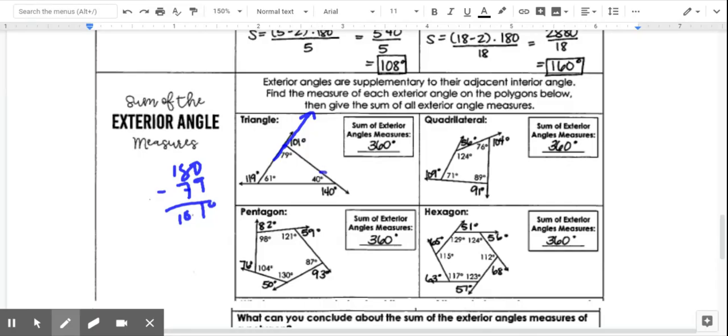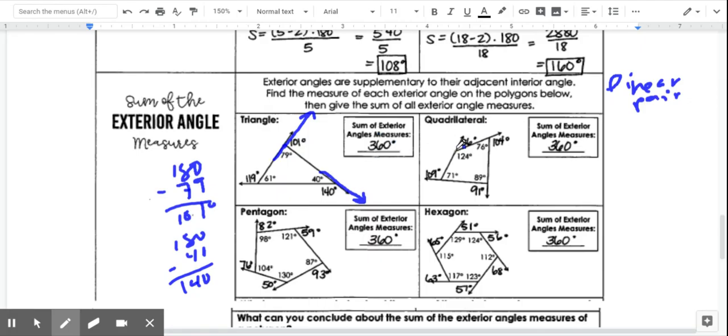Over here, you make your exterior angle. It's a linear pair. And then you do 180 minus 40, to get 140. And then same thing here, 180 minus 61 to get 119. If you add those up, 119 plus 101 plus 140, you get exterior angle measure of 360.